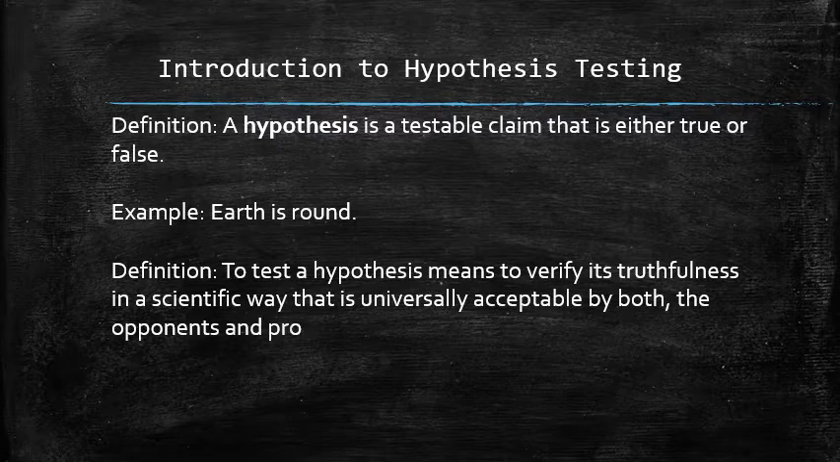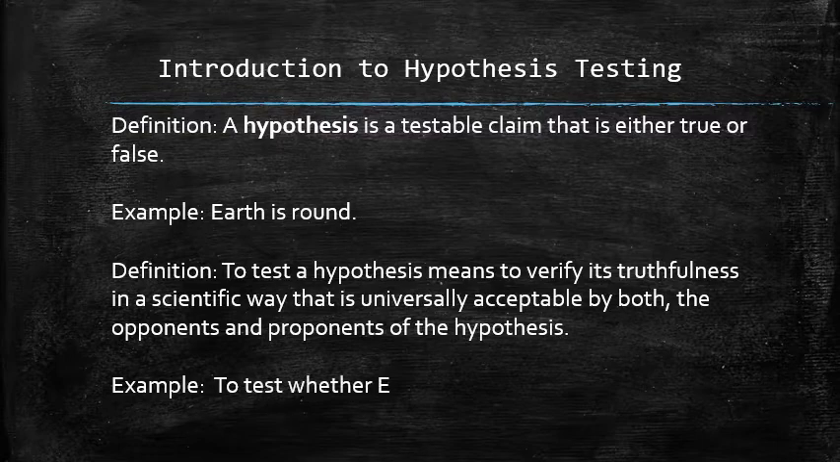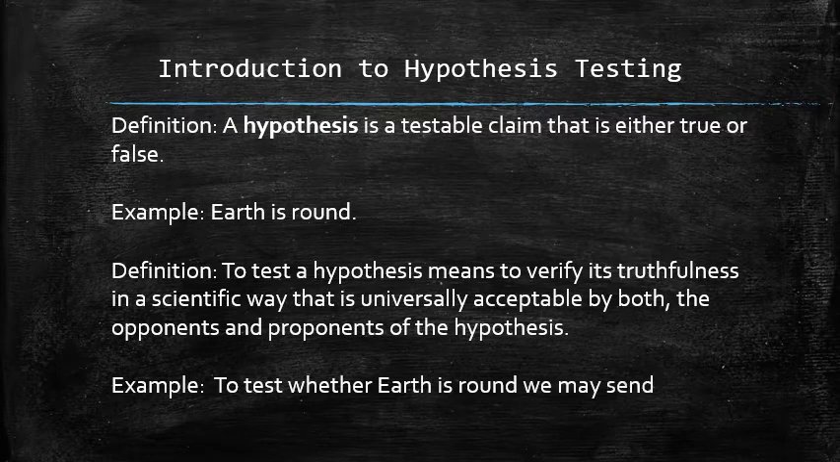How would we test whether Earth is round or not? We may send a sailing expedition that travels only west, and we would agree that if the sailing expedition comes all the way around, then Earth is round, and if the sailing expedition falls off the edge of Earth, then Earth is flat.